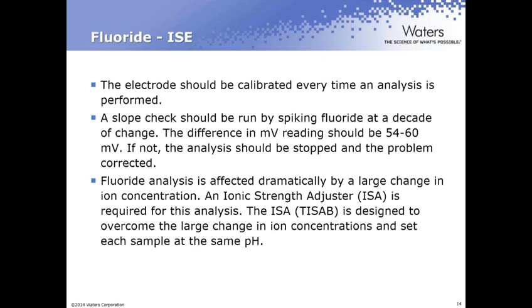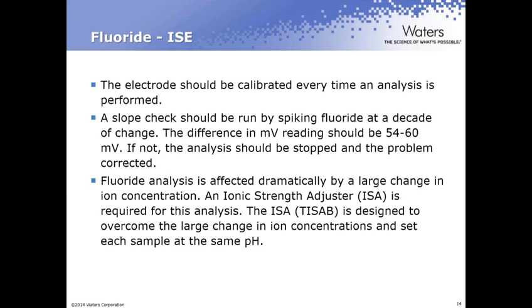You should also run what's called a slope check on the electrode before you use it. So the slope check is run by spiking fluoride at what's called a decade of change, which means a 10-fold concentration change in your fluoride recovery. The electrodes themselves read in millivolts, and the electrode doesn't know what fluoride is. It has a reference electrode and a junction electrode in it that will respond to the fluoride ion, and it will give you millivolt readings.